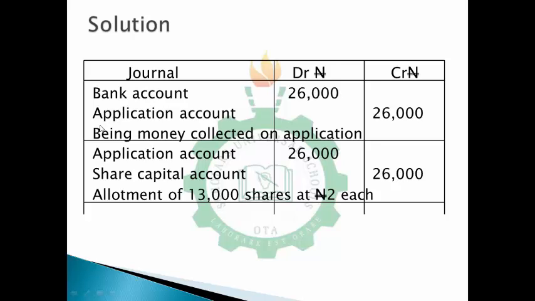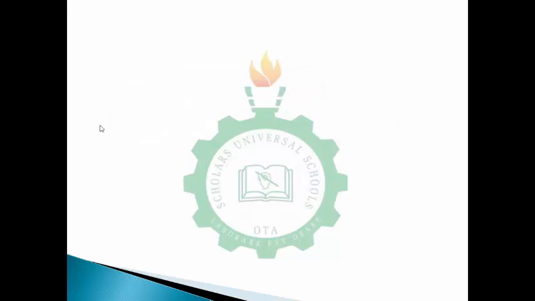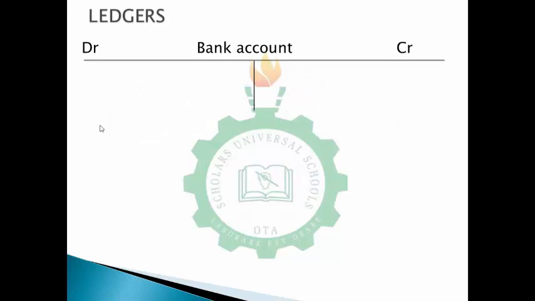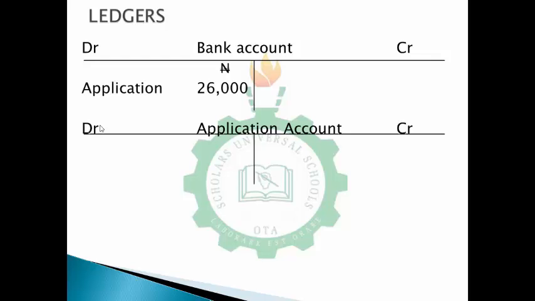I mean, we can go ahead to post into our ledger entries. So on our ledger, the first thing is open your bank account. Then on your bank account, you debit, because you're receiving money. At the point when you are receiving, you debit bank with the applicants' 26,000 naira. Then the corresponding credit entry will go to the applicant account. So you credit applicant account with 26,000 naira.